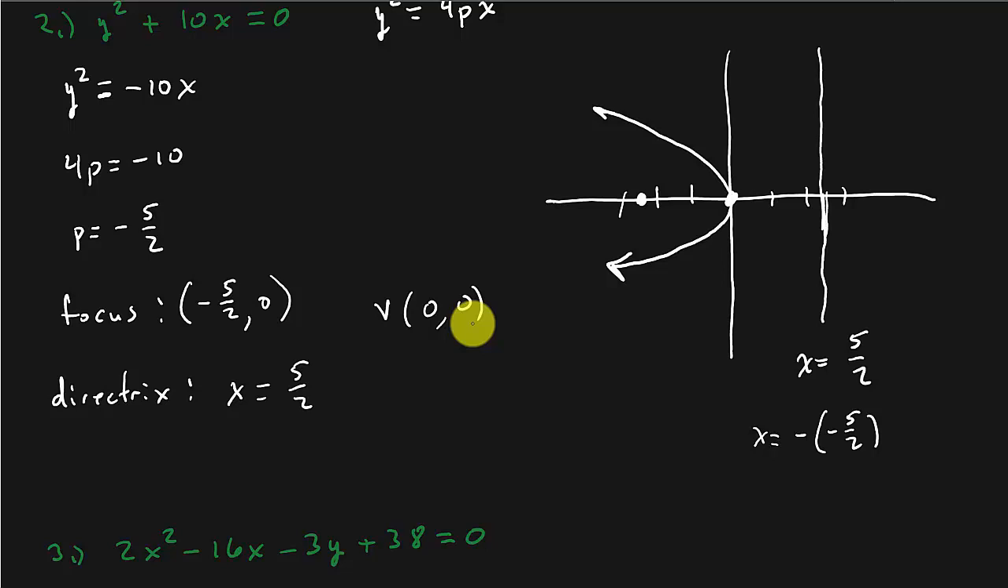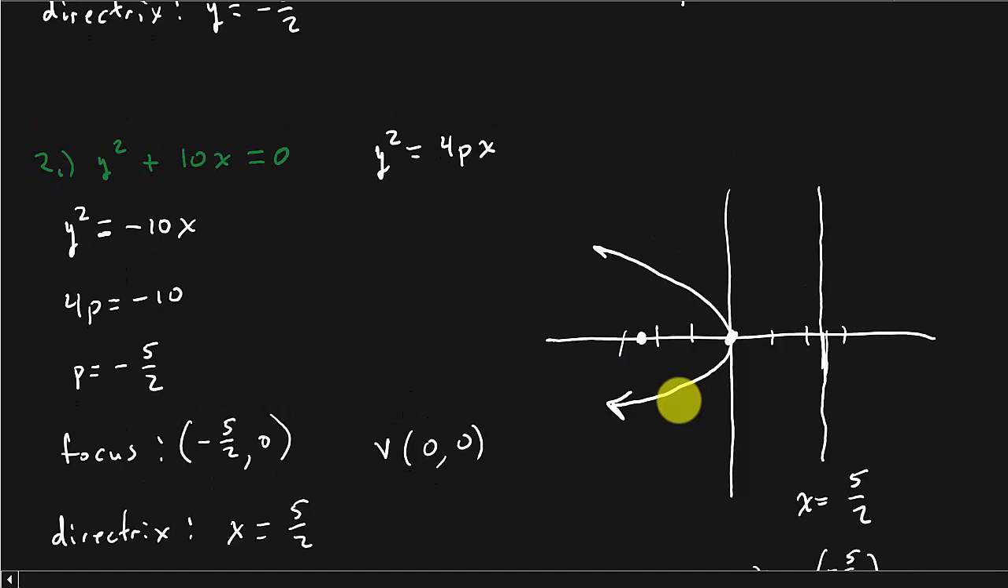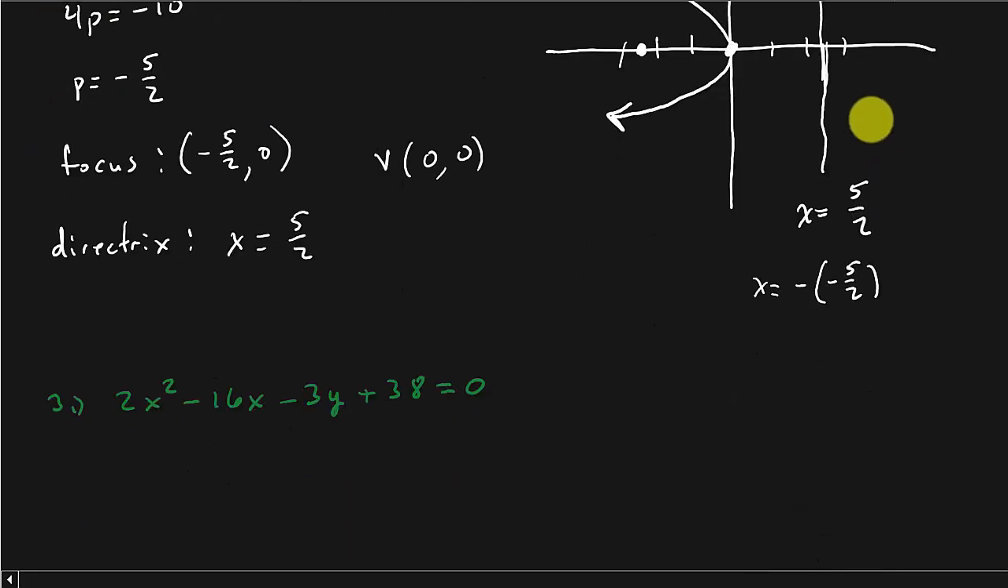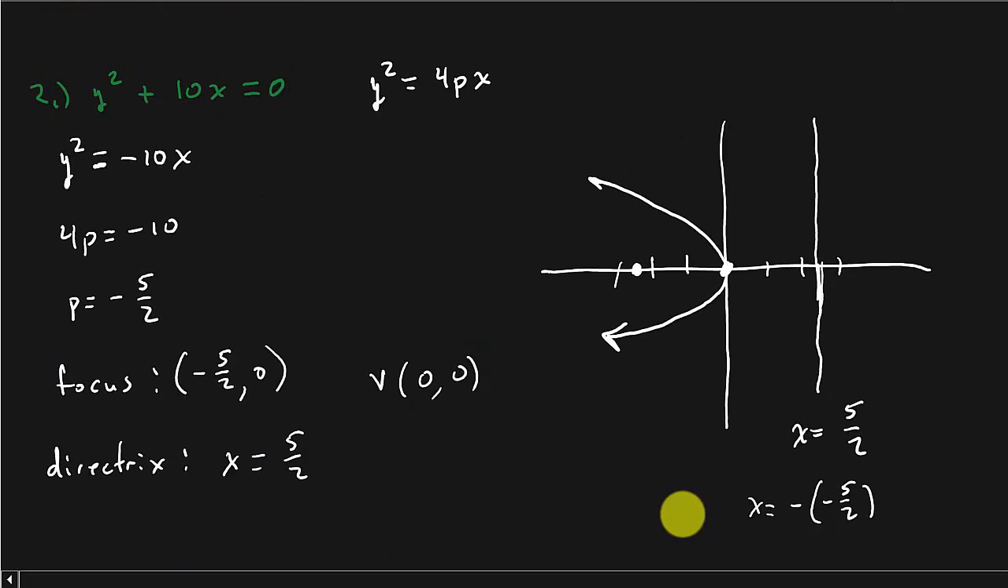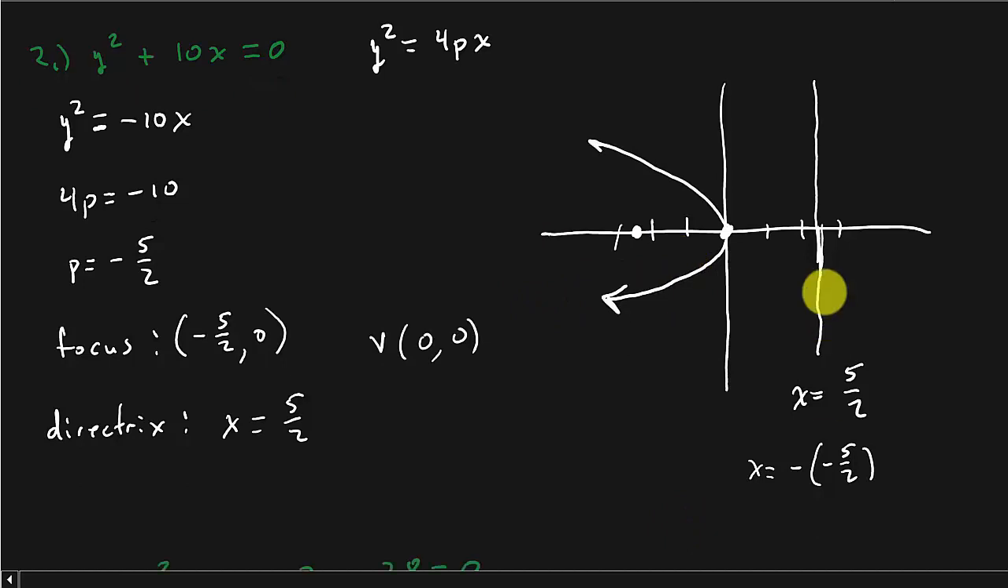The main thing is you need to find p, so you can get the focus and the directrix. Then, if it's x squared, it's going to open up or down, depending on if p is positive or negative. And if it's y squared, it's going to open to the left or to the right, depending on if p is positive or negative.